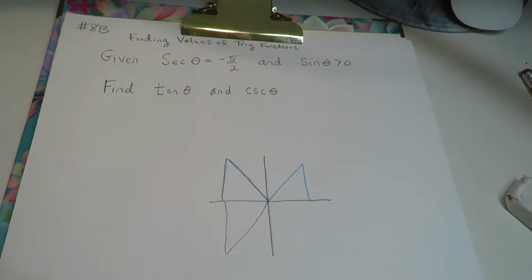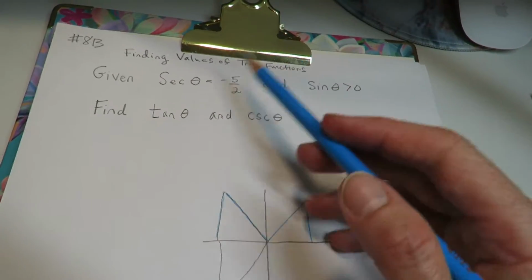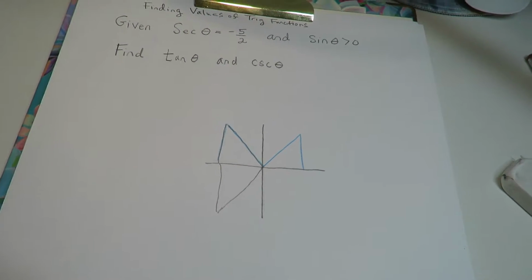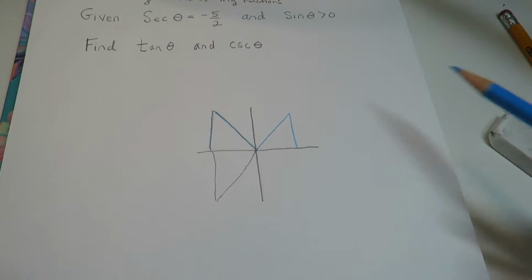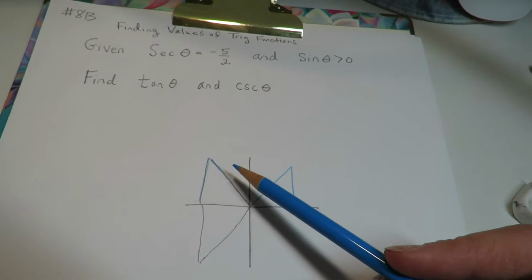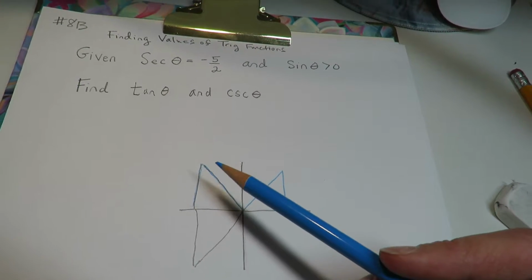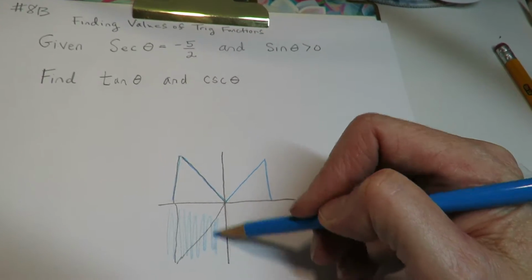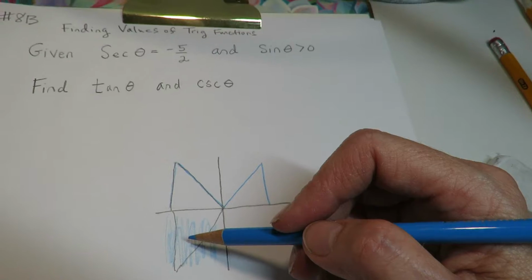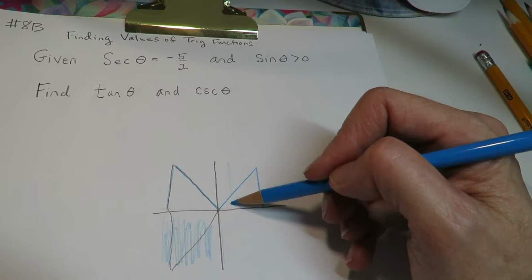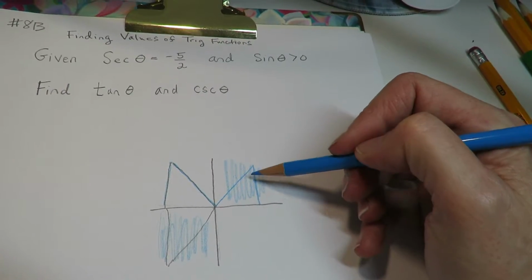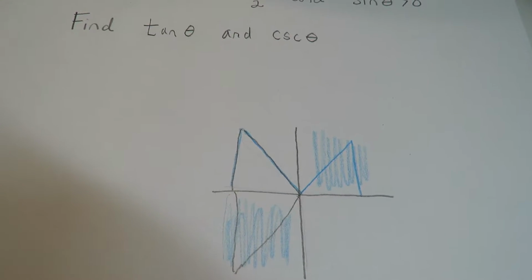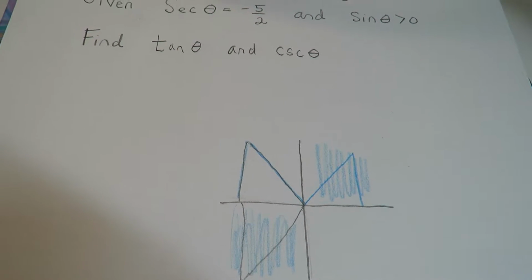We need the triangle where both of these scenarios are true, where secant is negative and sine is positive. What is the only quadrant where that is true? Right, it would be quadrant 2, because the secant is negative and the sine is positive. So we won't be using quadrant 3, since the sine is not positive down here. And we won't be using quadrant 1 because the secant is not negative in quadrant 1. Okay, so our triangle is in quadrant 2.